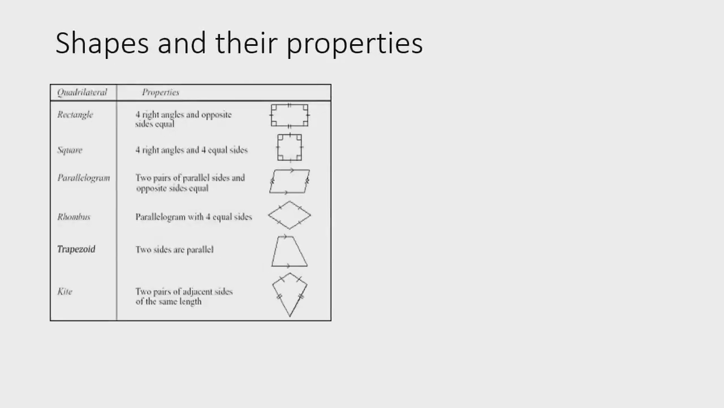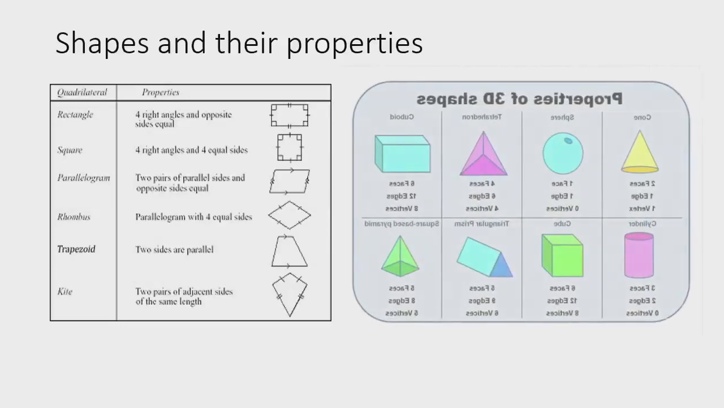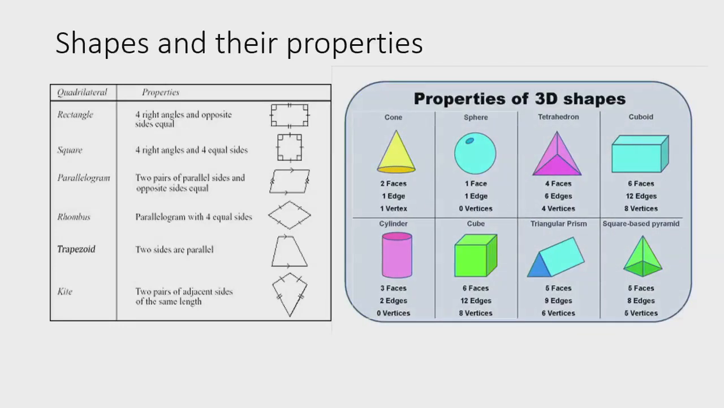Now with regard to shapes, I put a poster or a picture there of all the shapes that you need to know. In terms of shapes, you need to know 3 things. You need to know the name, you need to know the property, and you need to know how to draw the shape. They are all there: rectangle, square, rhombus, trapezium, kite, and so on. The same with the properties of 3-dimensional shapes. I also put it there. You just need to know how to draw them, how to give their property, and how to name them.